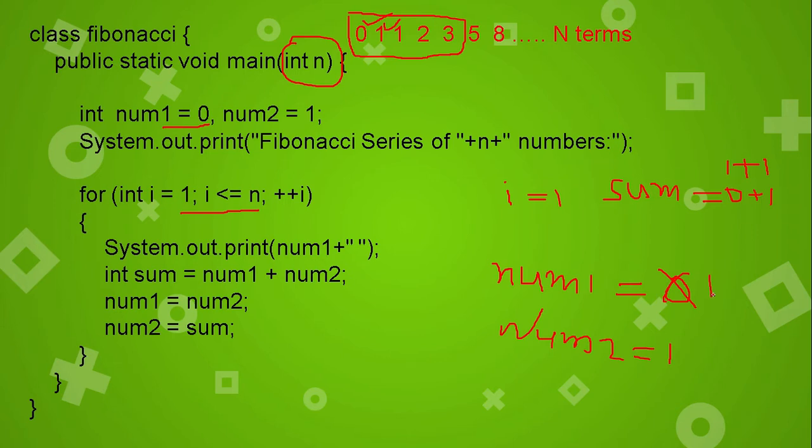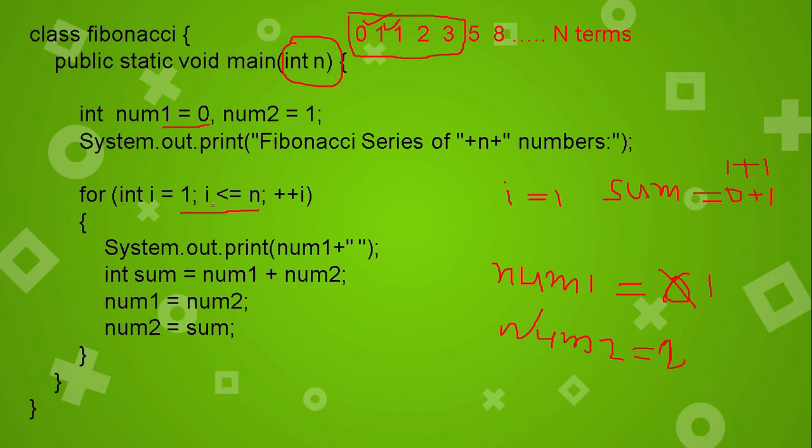Now num2 is equal to sum. Num2 is going to change to sum. What is the new value of sum? 2. So here what will come? 2 will come. So num2 becomes 2. That is the important change. Now again plus plus i, that means it becomes 3.